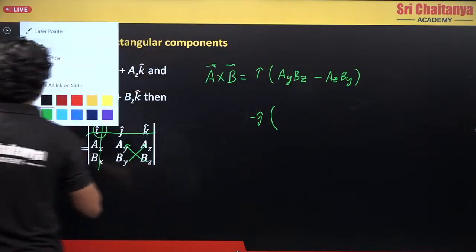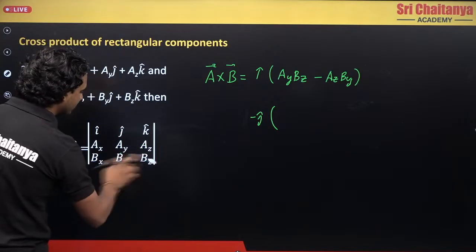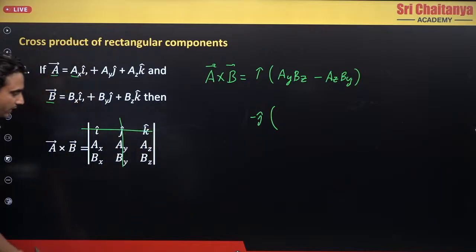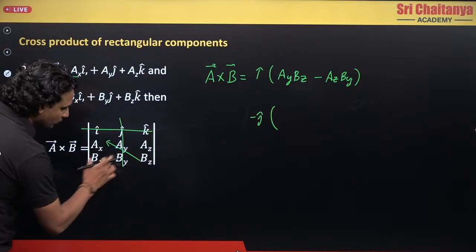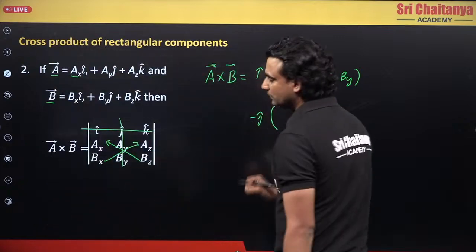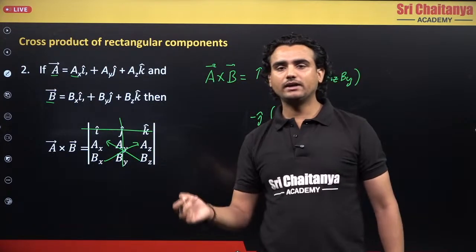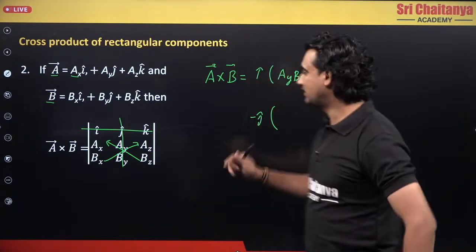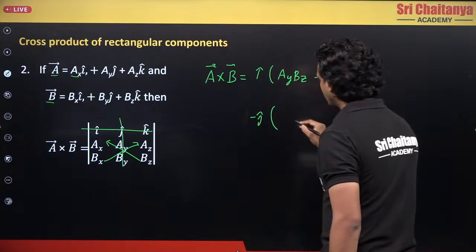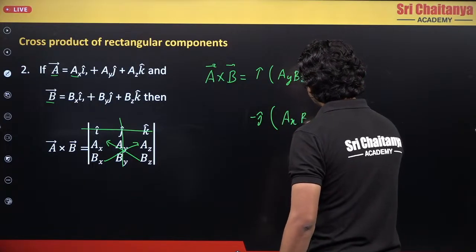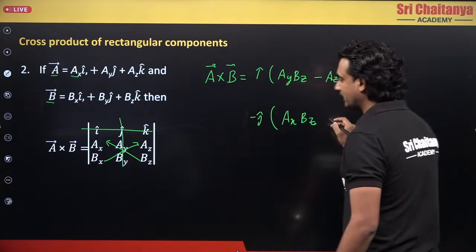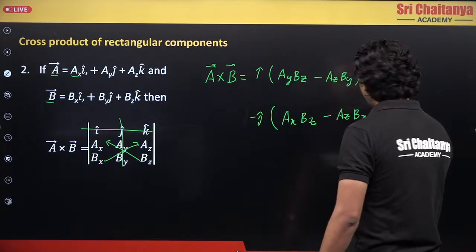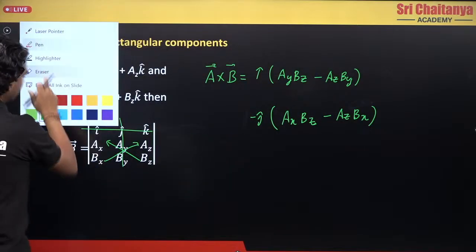Now the next thing is, I'll hide this j part and this row. So now I'll cross multiply this and cross multiply this. Why do I write minus j here? You will understand that in matrices, in math. But for now just understand that this is minus j. So what do I get? ay bz minus az into by, and finally I will write the k part.